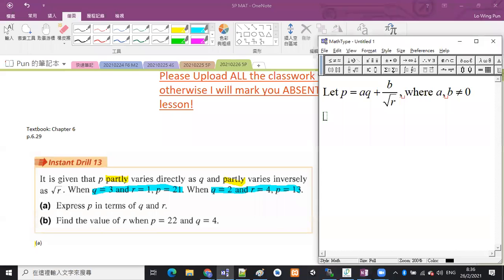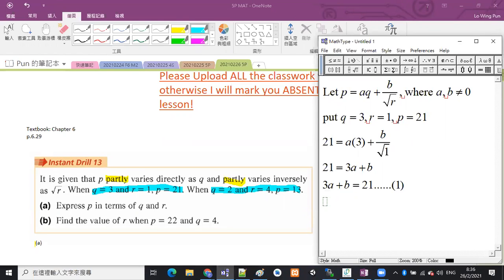Okay, and then we use the first group first. Put Q equals 3, R equals 1, and P equals 21 into our equation. So 21 is equal to A times 3 plus B over square root of 1. Okay, and then we simplify the numbers first. 21 is equal to 3A plus square root 1 is just 1, and then B over 1 is just B. Normally I will write the number on the right hand side, the unknowns on the left hand side. So 3A plus B is equal to 21, and I call this equation 1.